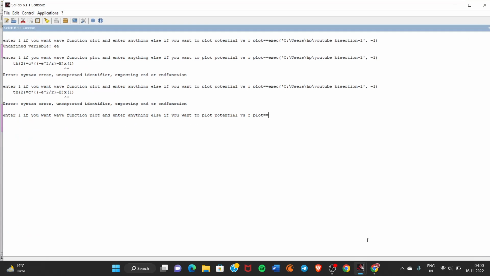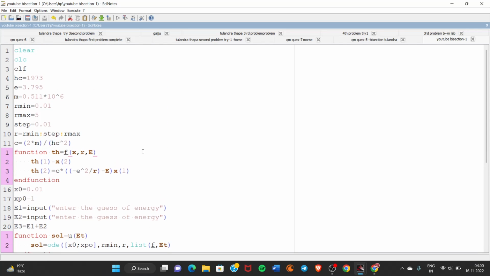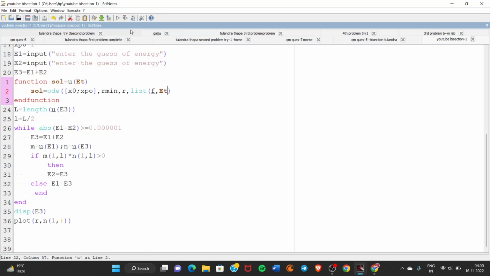Enter 1 if you want the wave function plot, or plot anything else. Enter 1 if you want wave function plot and enter. This is not our thing, I suppose. I suppose I have to save it first. I don't know what this computer is showing me, so I am trying to save it. I suppose I have written something wrong.